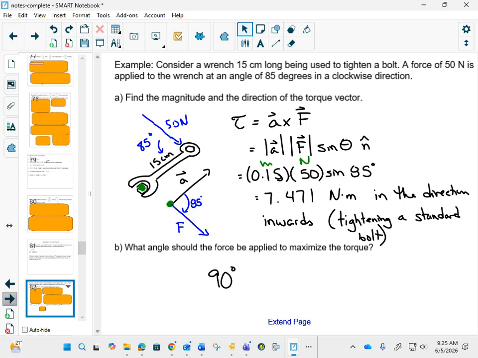So this is our little application of cross product in a formula you might have seen in your physics class. Okay, that's where we'll stop for today.